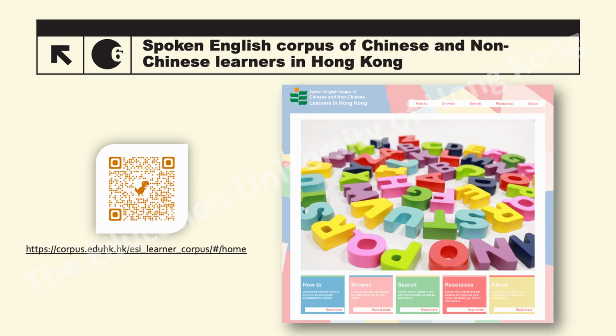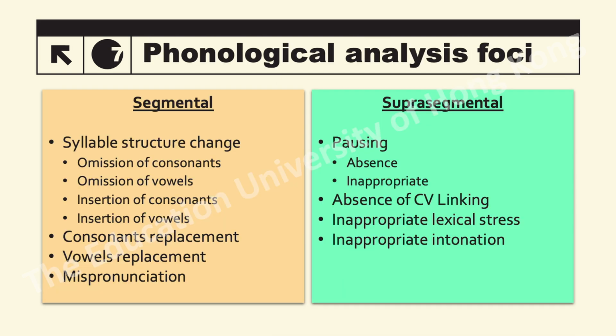The English pronunciation corpus we developed is called Spoken English Corpus of Chinese and Non-Chinese Learners in Hong Kong. You can scan this QR code to get access to the corpus. We provided annotations of the speech data based on segmental and suprasegmental features. For segmental features, we annotated changes in syllable structure, including omission and insertion of consonants and vowels, as well as replacement of consonants and vowels, and mispronunciation. For suprasegmental features, we annotated the absent or inappropriate pausing, absence of consonant-vowel linking, inappropriate lexical stress, and intonation.